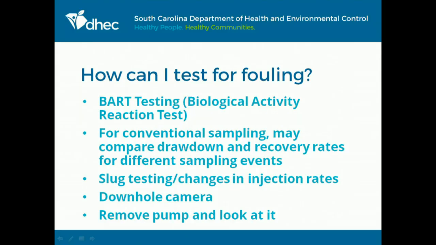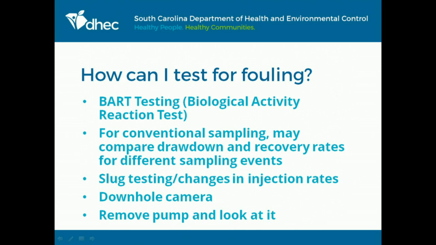So there is a simple and inexpensive way to test for fouling. It's called the biological activity reaction test, or BART. You can actually see what kind of bugs you have, and it's a fairly inexpensive test, like $10, $20 a sample. For conventional sampling, you can just look at how much drawdown is occurring and how fast the groundwater well recovers. And certainly with extraction wells, you can just watch the pumping rates and the water levels and see, are you seeing a gradual decline in the pumping rates? Are you seeing a gradual decline in the water levels? If yes, you may need to look for fouling.